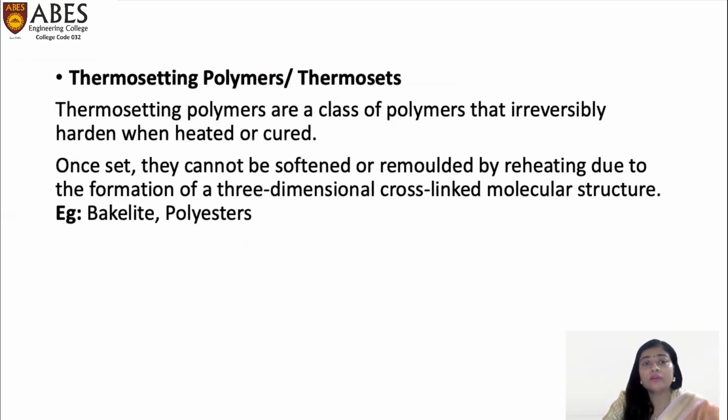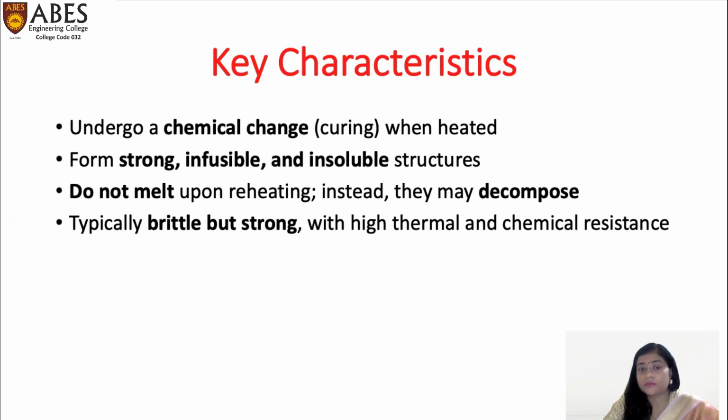Now, we will talk about thermosetting polymers. These are a unique class of polymers that irreversibly harden when heated or cooled. Once set, they cannot be softened or remolded by heating due to the formation of a three-dimensional cross-linked molecular structure. For example, bakelite, which is the most popular thermosetting polymer in the industry.